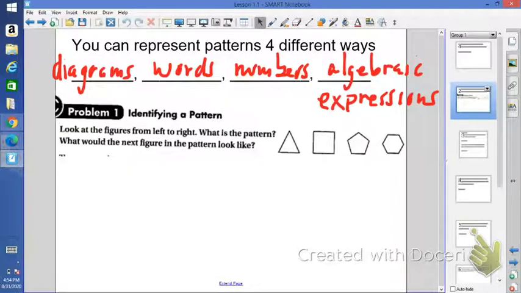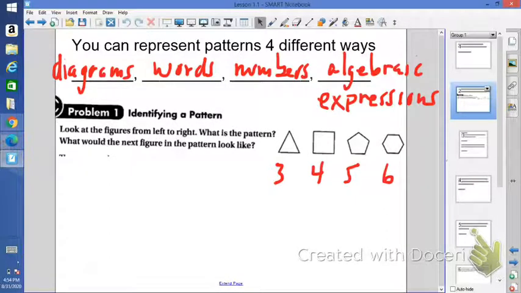In problem 1, where we have to identify a pattern, we want to look at the figures from left to right, figure out what the pattern is, and what the next figure in the pattern would look like. So here we have a pattern represented by diagrams. If we look from left to right, we notice that our triangle has 3 sides, the quadrilateral 4 sides. We have 5 sides here, that's a pentagon, and 6 sides here, that's a hexagon.